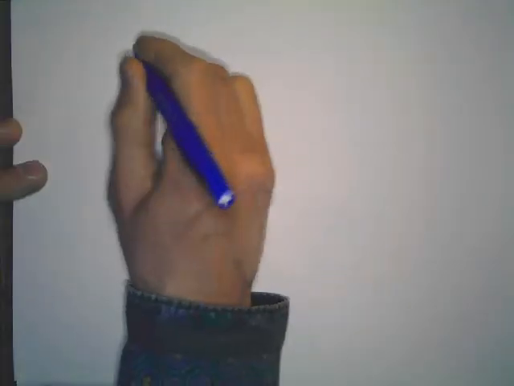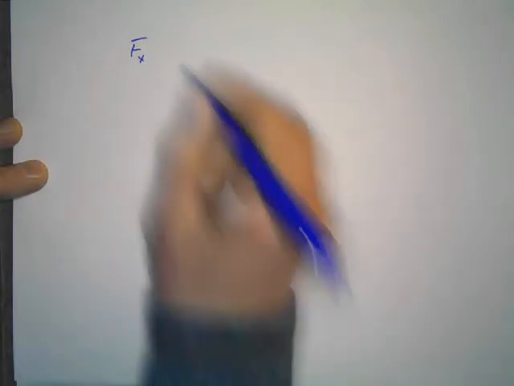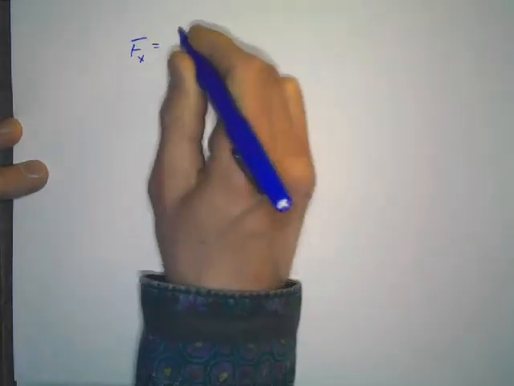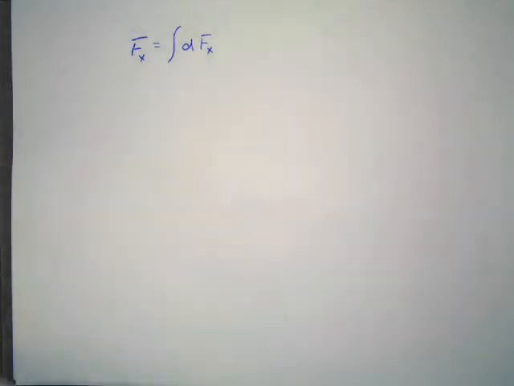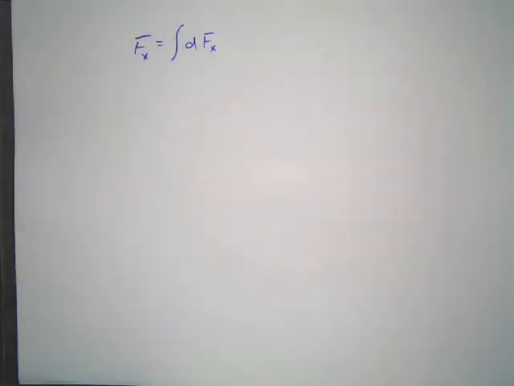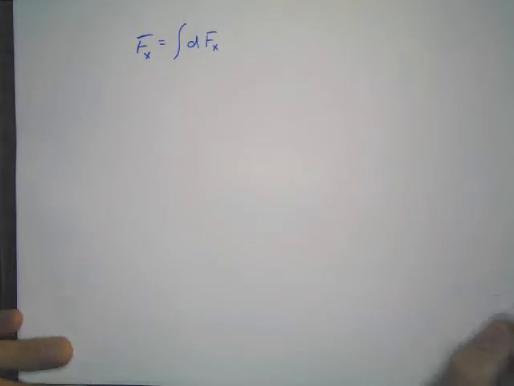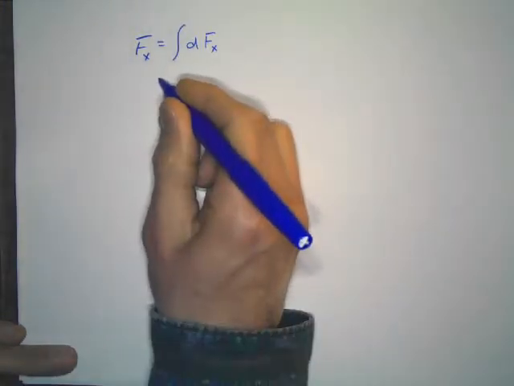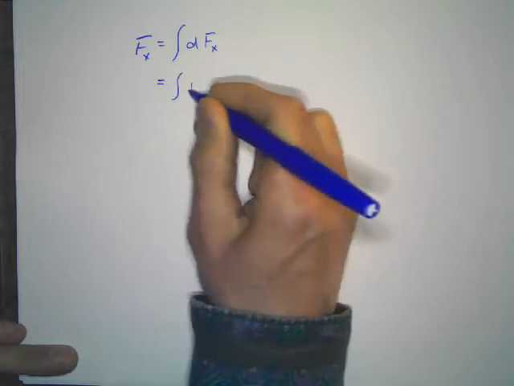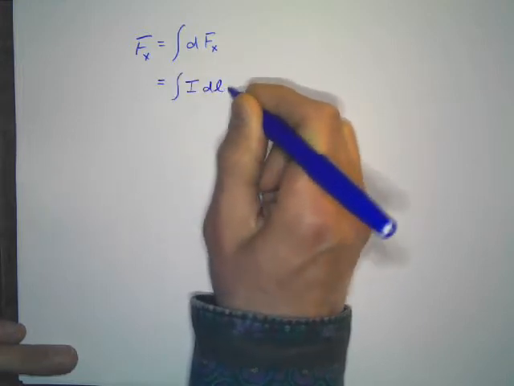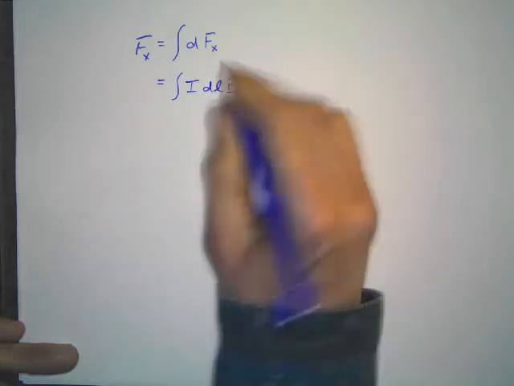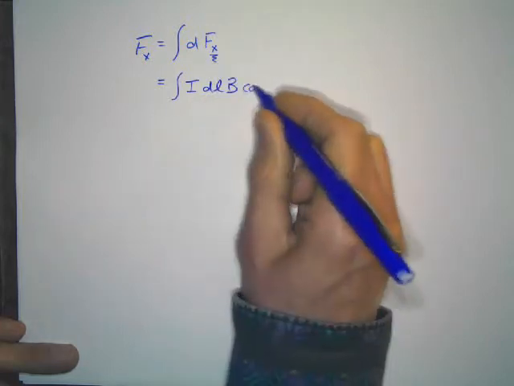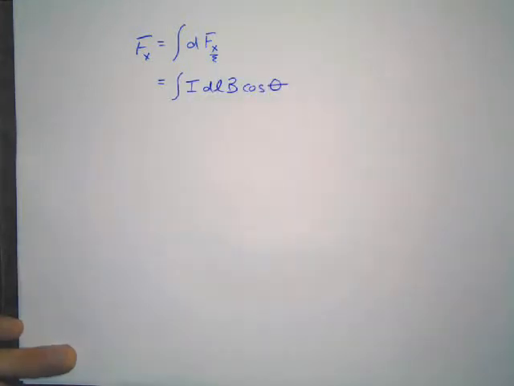Okay, so in the x direction, to find the force, you would integrate and basically add up all of the x component force vectors from that picture that we drew. So that would be integrating I dl B. We have to add another term here, though, because this is in the x direction. We have to add cos theta.